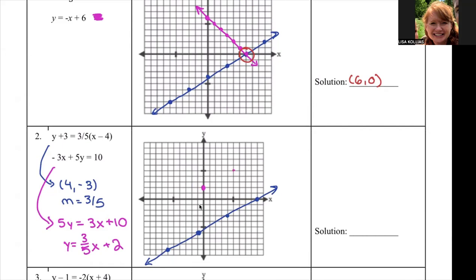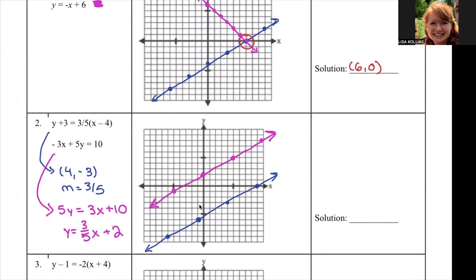Oh, something interesting is happening, and maybe you're seeing it too. These slopes happen to be the same. So what happened when we graphed this, there was no solution. They do not intersect at all. These lines are parallel, which means the slopes are the same but the y-intercepts are different, and there's no solution.